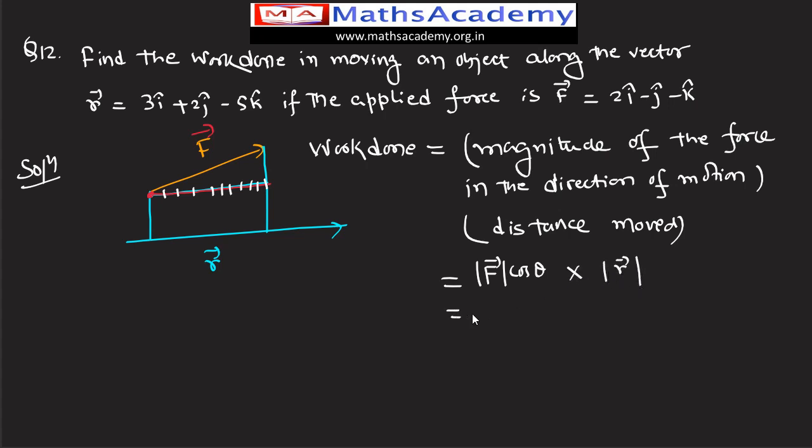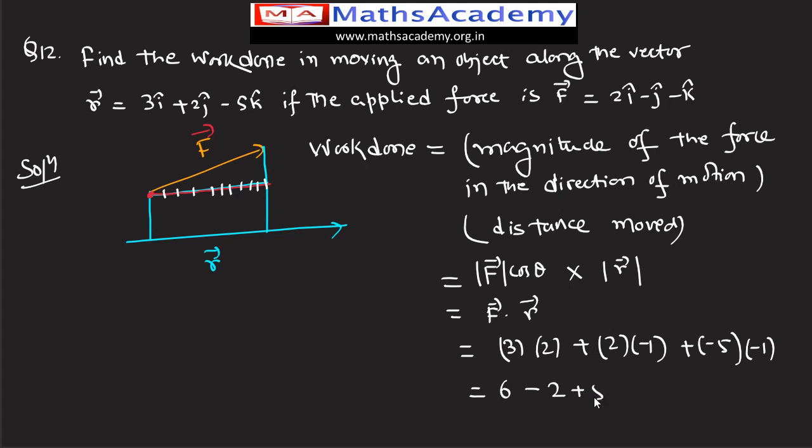So mod of A into mod of B into cos theta, which is nothing but F dot r, which is equal to, if you take the component-wise multiplication, 3 multiplied by 2 plus 2 multiplied by minus 1 plus minus 5 multiplied by minus 1. So it is 6 minus 2 plus 5. So this will be 9 units. So the work done along the direction r is 9 units. Hope all of you understand this concept.